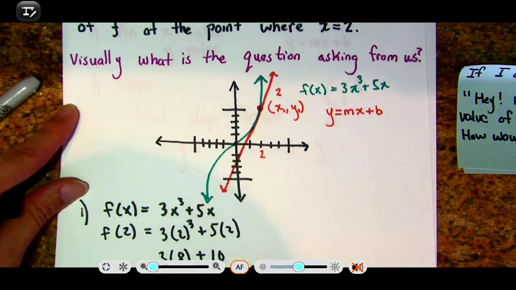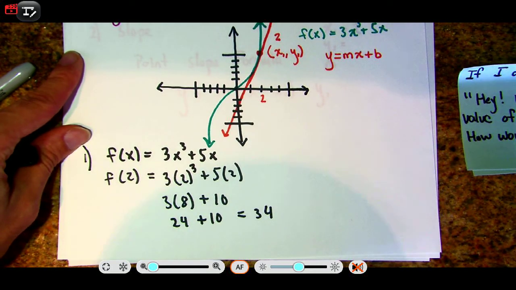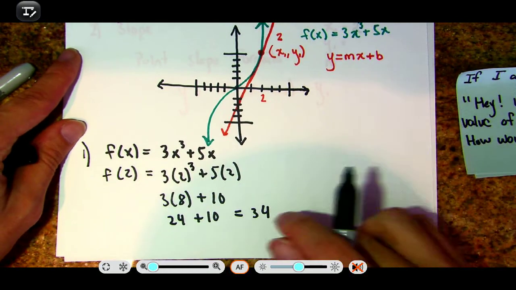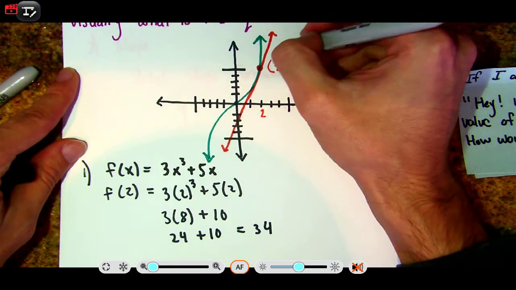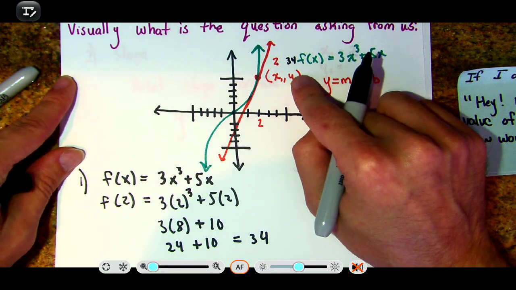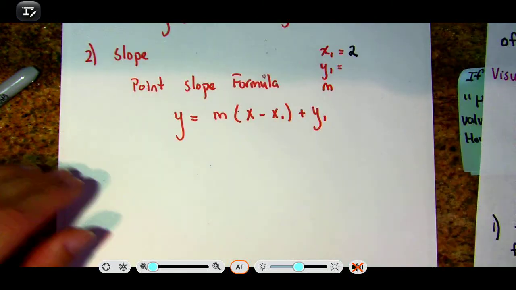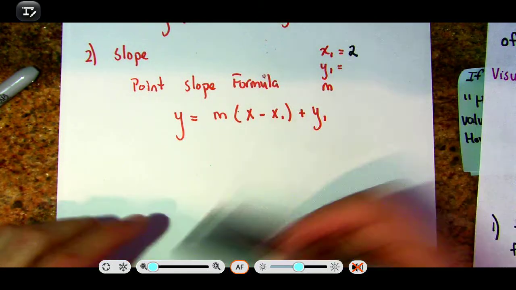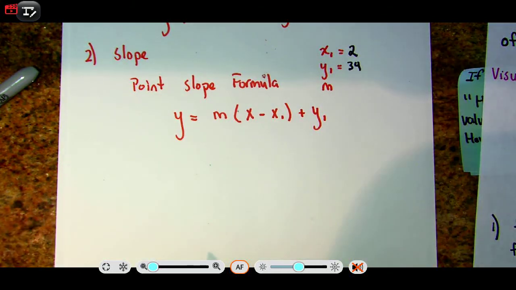Oh, sorry, my camera angle is very bad. Sorry. So notice that when we plug in 2 here, this value of 34 represents our y coordinate here. So when we go back to this original part of the question, our x sub 1 is 2, our y sub 1 is 34. Okay, so far so good.